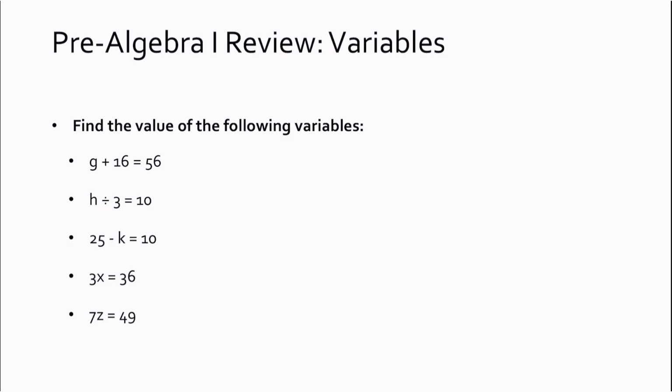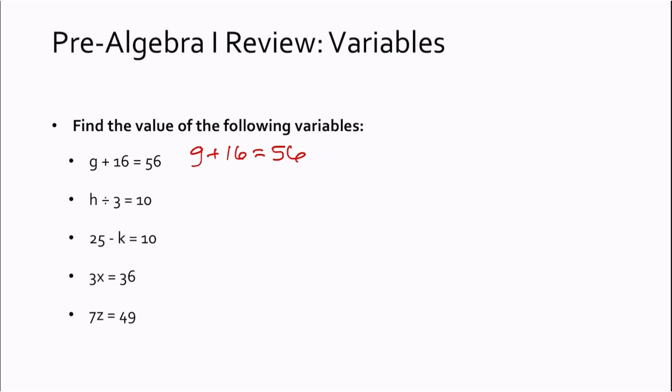All right, so when we are working with variables like this, one way that we can do this, if you're not sure, is if we have something like this, g plus 16 equals 56. We want to always get the variable by itself on one side of the equal sign, and all of the numbers that we know by themselves on the other side of the equal sign. And the way we can do that is we can do anything we want in a situation like this as long as we do the same thing on both sides of the equal sign.